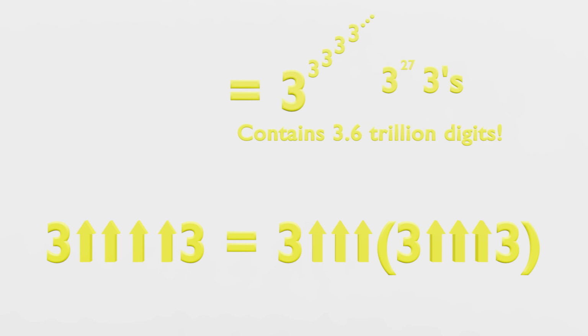Finally, let's analyze 3 quadruple up arrow 3. This is the same as 3 threes with 3 up arrows between each 3. We know 3 triple up arrow 3 is equal to the 3.6 trillion digit number that we calculated earlier. So now we have 3 triple up arrow and then our 3.6 trillion digit number. In order to understand what this means, imagine our huge 3.6 trillion digit number, then imagine writing a 3 for every number up to this huge number, while placing 2 up arrows between each 3 that you write.